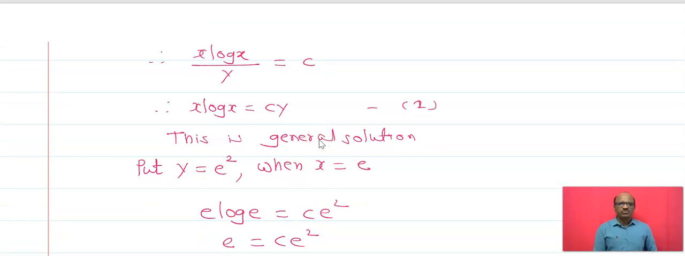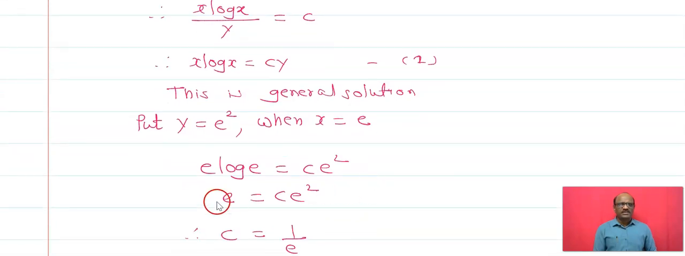What about the particular solution? We have given that y equals e raised to 2 when x equals e. Now put y equals e raised to 2 and x equals e. That is, substitute here x equals e: e log of e equals c e raised to 2, and therefore log of e.